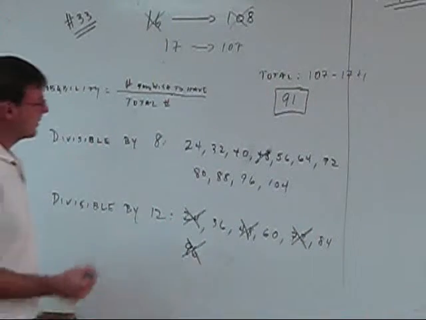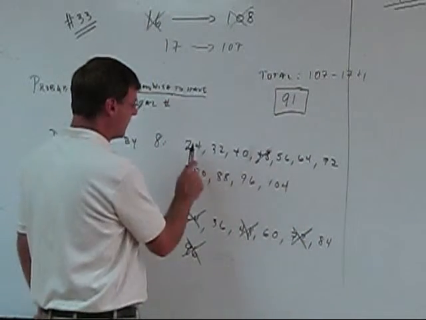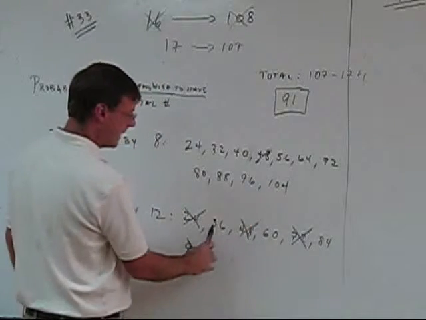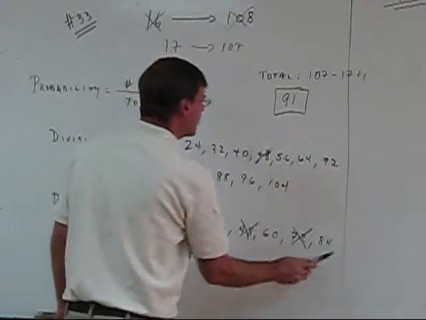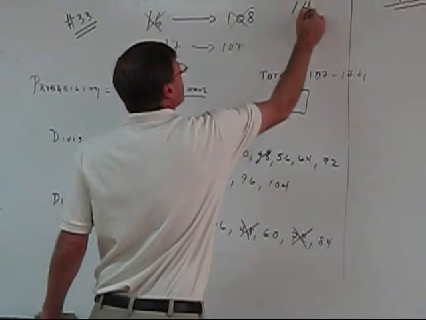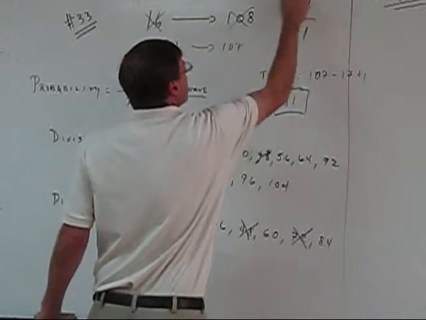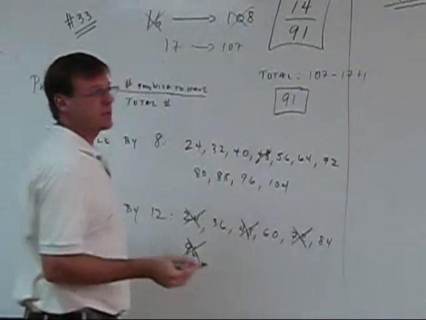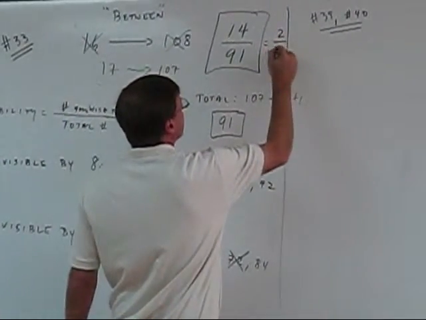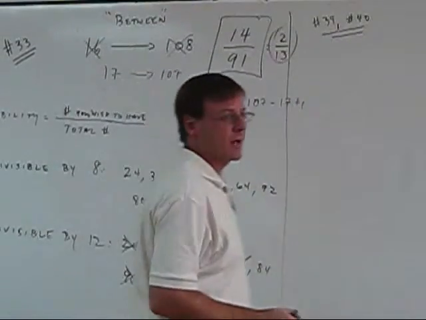So now if I add all the numbers up, let's count all of these, 1, 2, 3, 4, 5, 6, 7, 8, 9, 10, 11, and then I have 12, 13, 14. So the probability that I'm looking for is 14 over 91. Okay, that does reduce, by the way, to 2 over 13, if you like to write it that way.